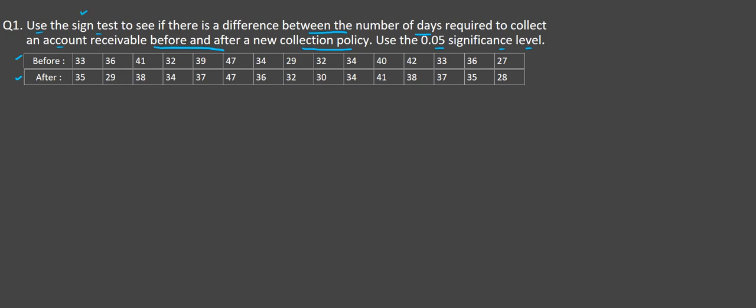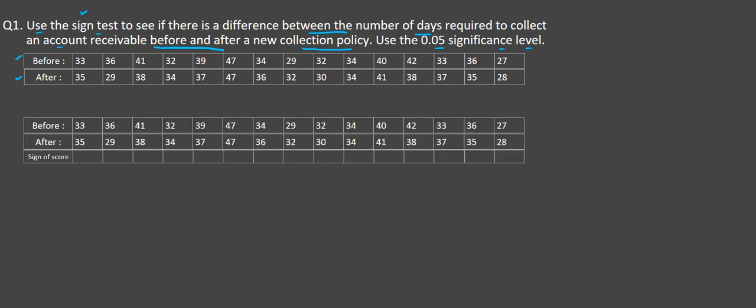As we know, in the sign test we first need the table comparing before and after the collection policy. So let us draw one table here. Here is our required table, and as you can see we have a third row saying sign of score. How can we calculate the sign of score? We need to subtract the after row from the before row. If we name this as 1 and this as 2, the sign of score will give us 1 minus 2, and not the value but only the sign of the value, only the positivity or negativity of that value.